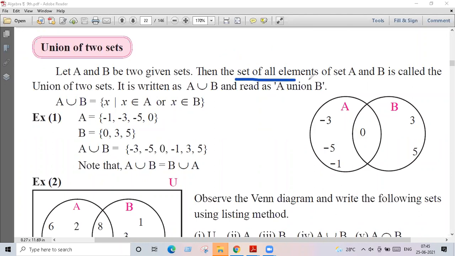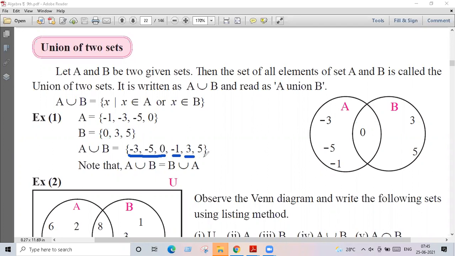The set of all elements of A and B is called the union of two sets. It is written as A union B and read as A union B. Just remember that the 0 which is in both A and B is taken once only. So -3, -5, 0.